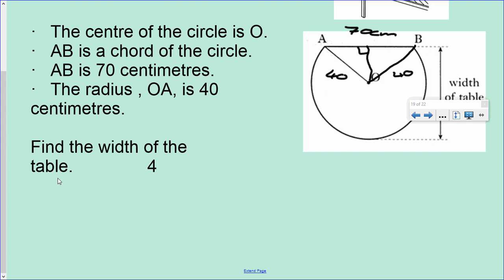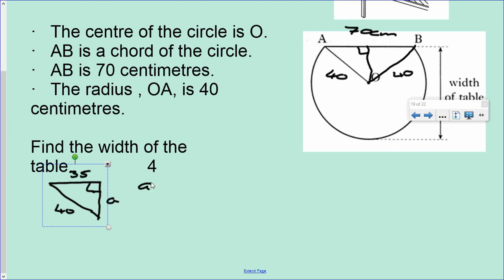So I'm going to draw my triangle and fill in my information. So we know our radius was 40. Half of 70 here will give me 35. And I've got my right angle. I'm looking for this A because it's not across my right angle.